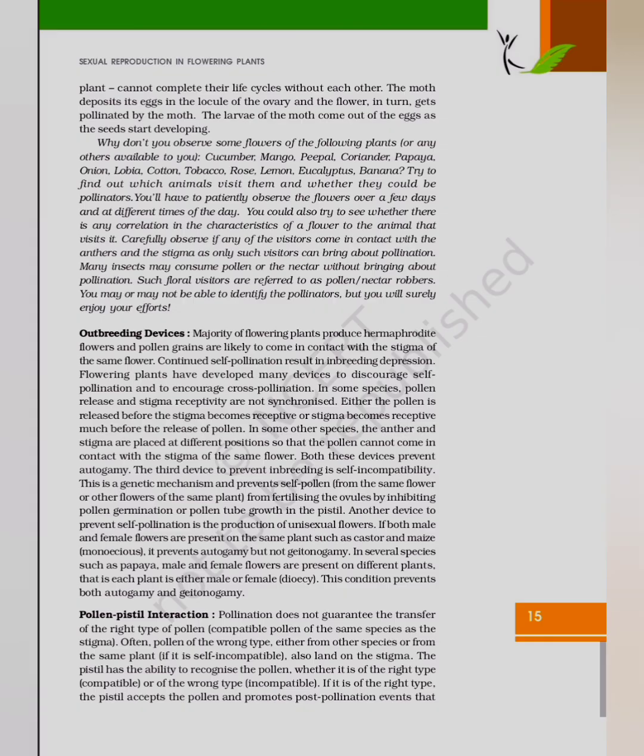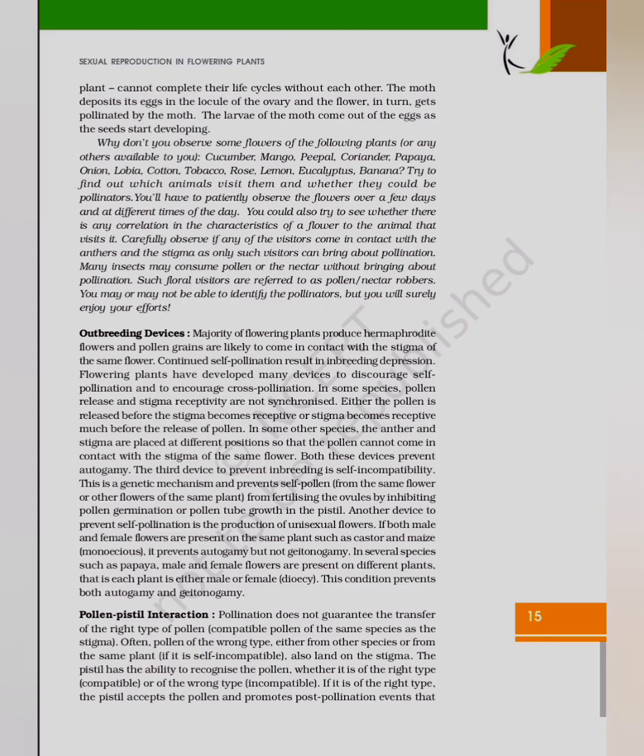Another device to prevent self-pollination is to produce unisexual flowers. If both male and female flowers are present on the same plant, such as castor and maize, it is monoecious. It prevents autogamy but not geitonogamy. In several species such as papaya, male and female flowers are present on different plants, that is, each plant is either male or female, dioecious. This condition prevents both autogamy and geitonogamy.